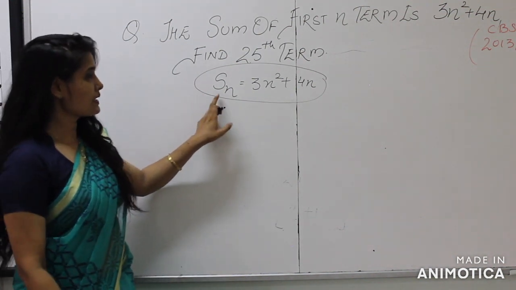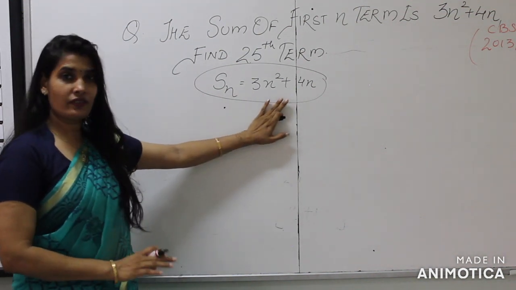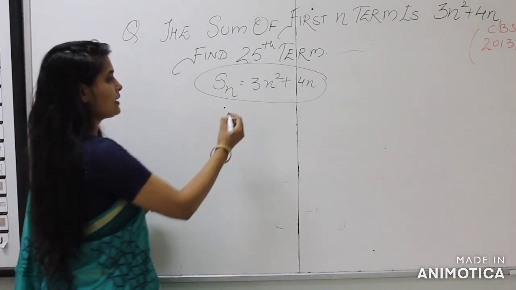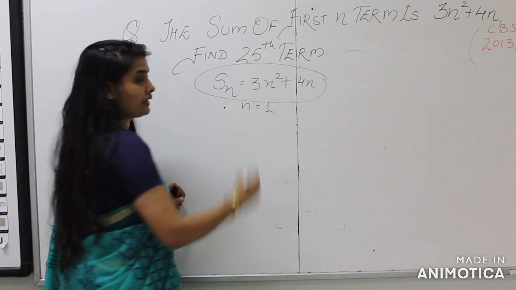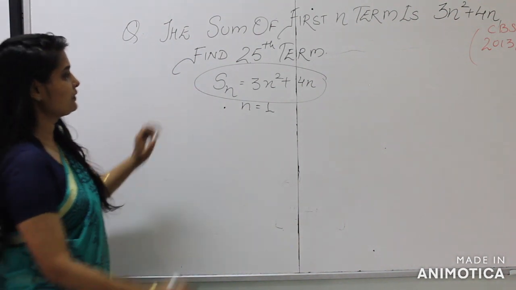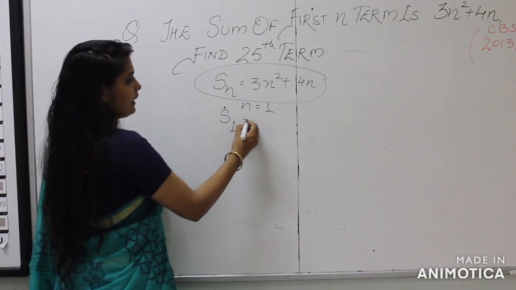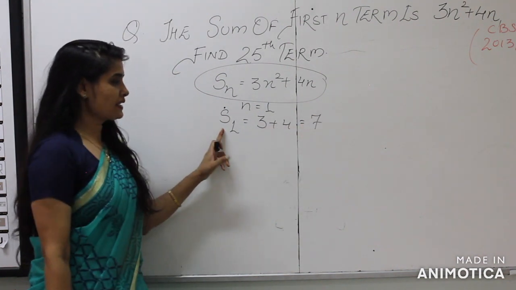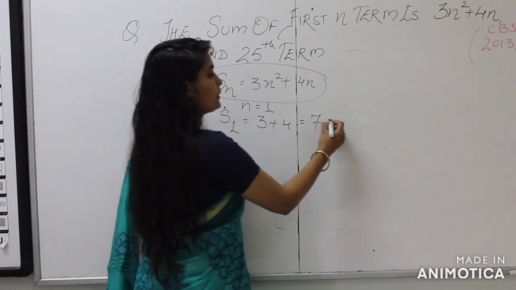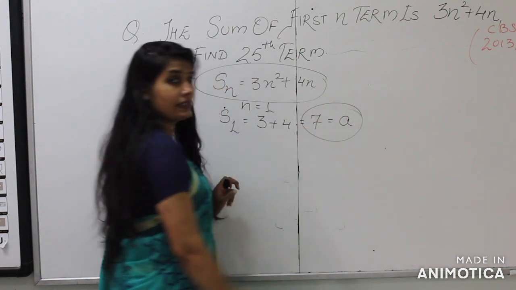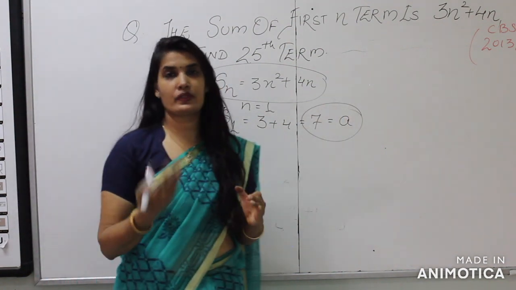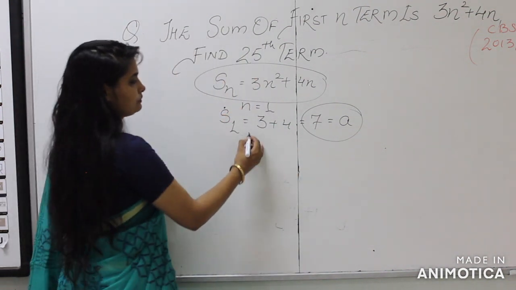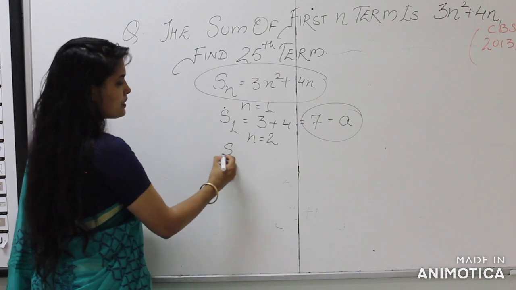Okay, why? Because sum of n term का पूरा expression given है आपको, तो आप easily इससे पूरी series find कर सकते हो. Suppose आपने n की जगह 1 put किया, value of n 1 first of all. So what will be the value of S1? S1 will be 3 plus 4, 7. And sum of one term will be equal to my first term. Is it clear? क्योंकि one term का sum हो या फिर first term हो, बात तो एक ही हुई. Okay, now put n equal to 2.